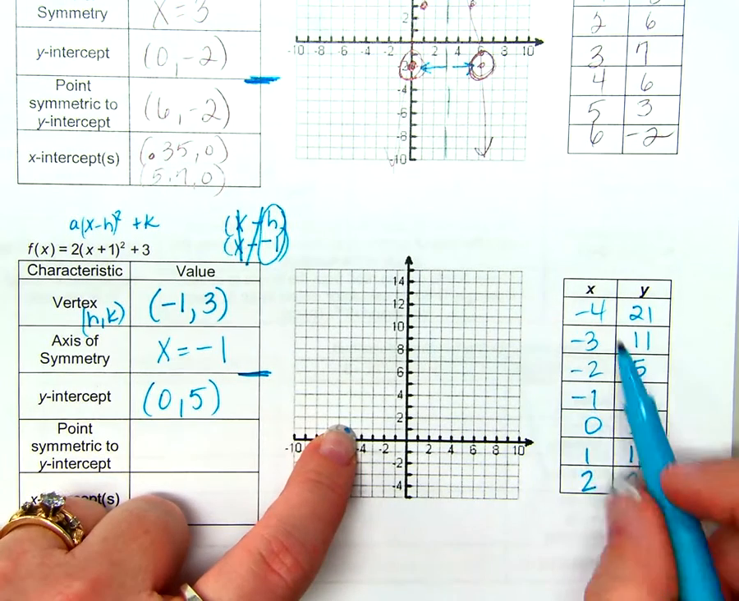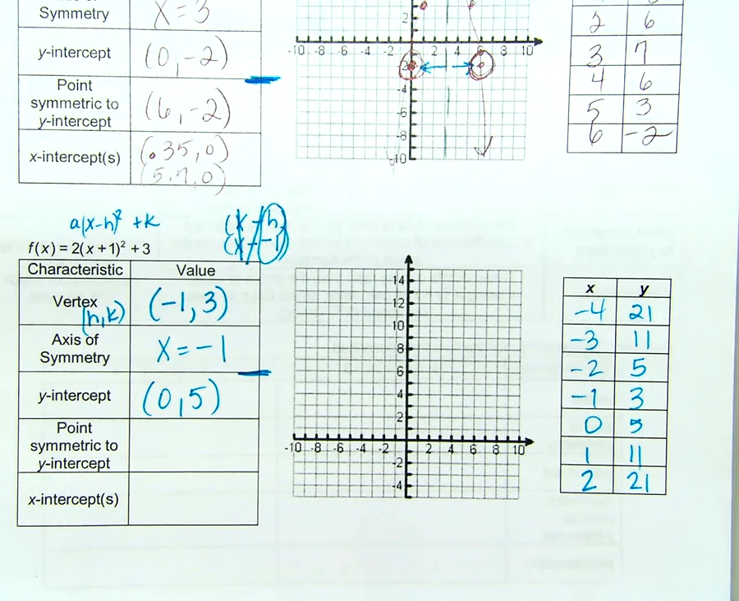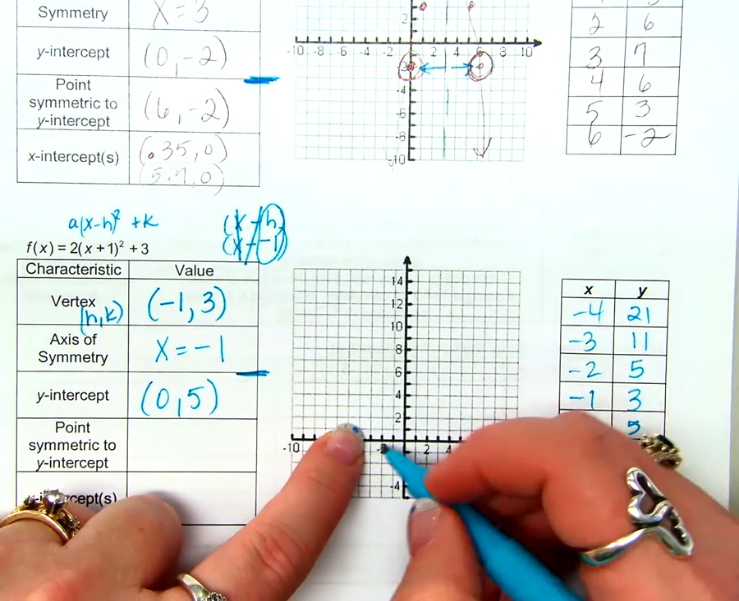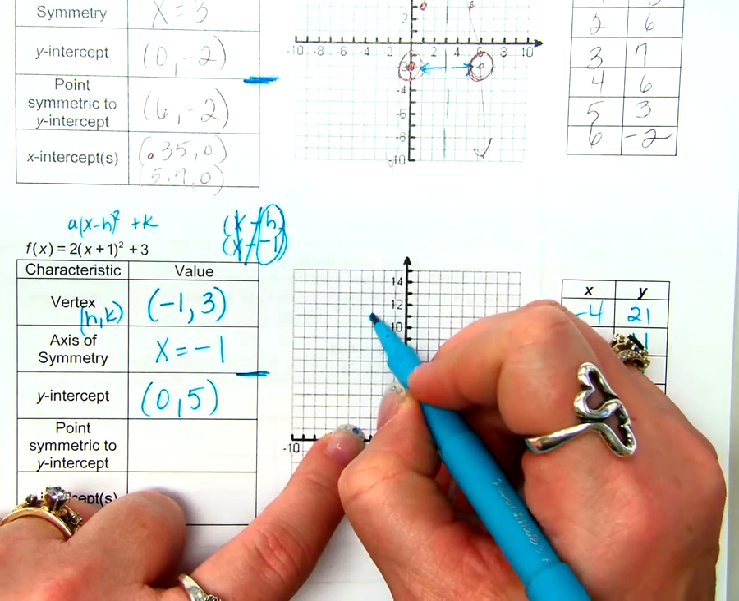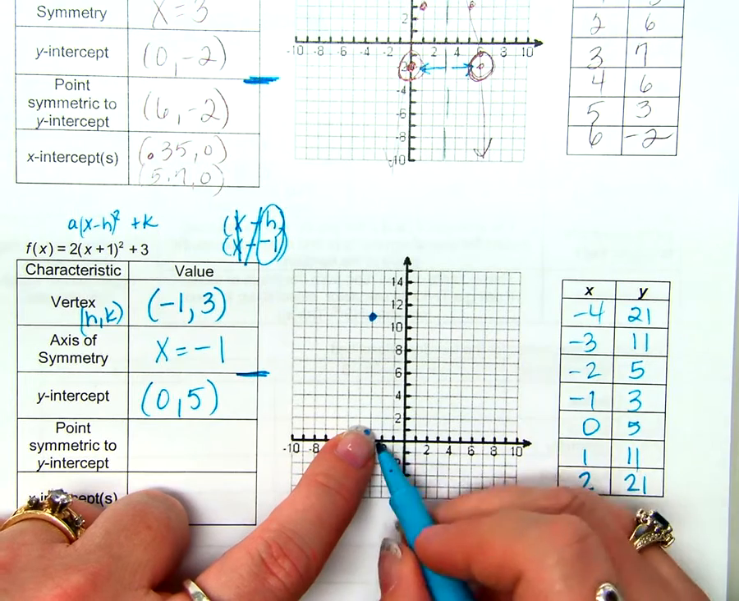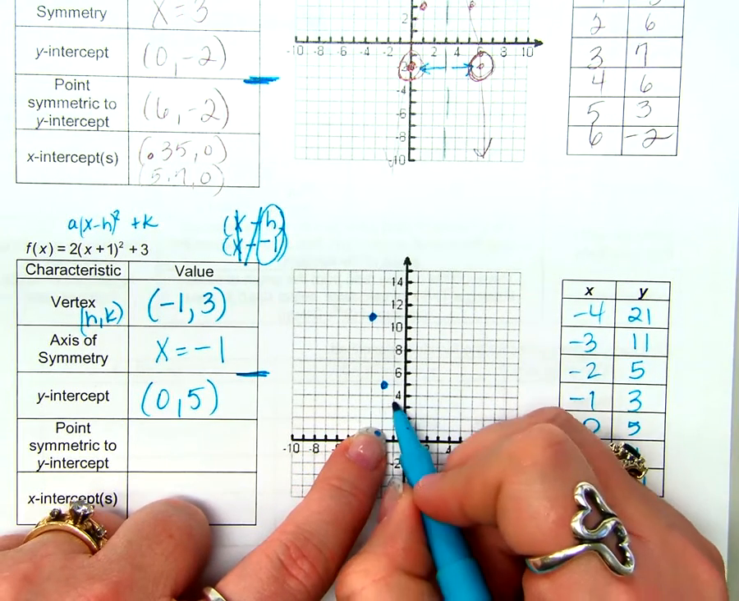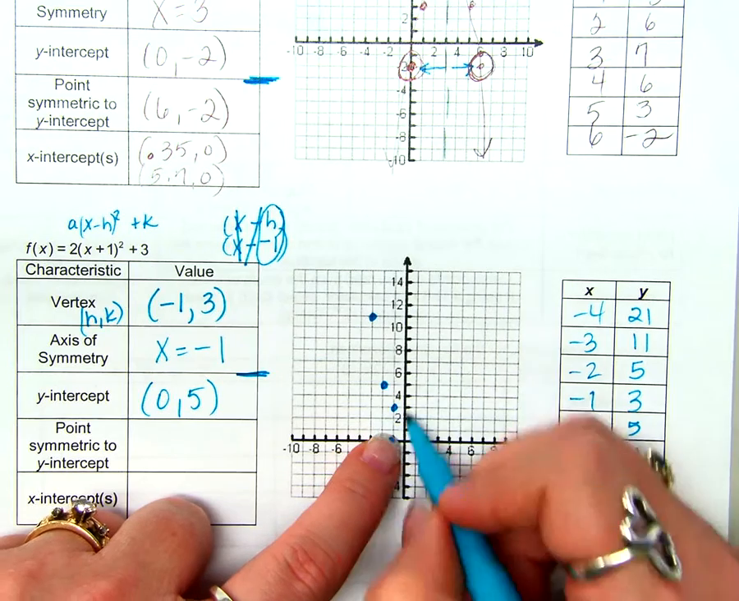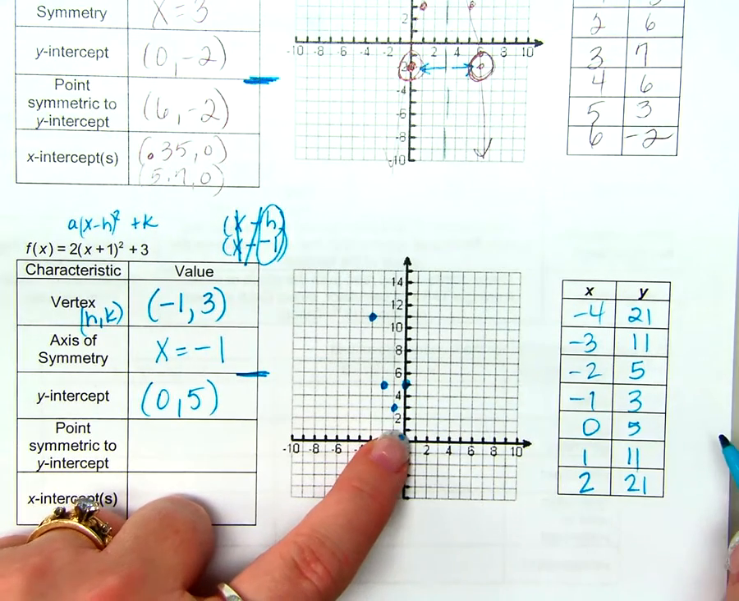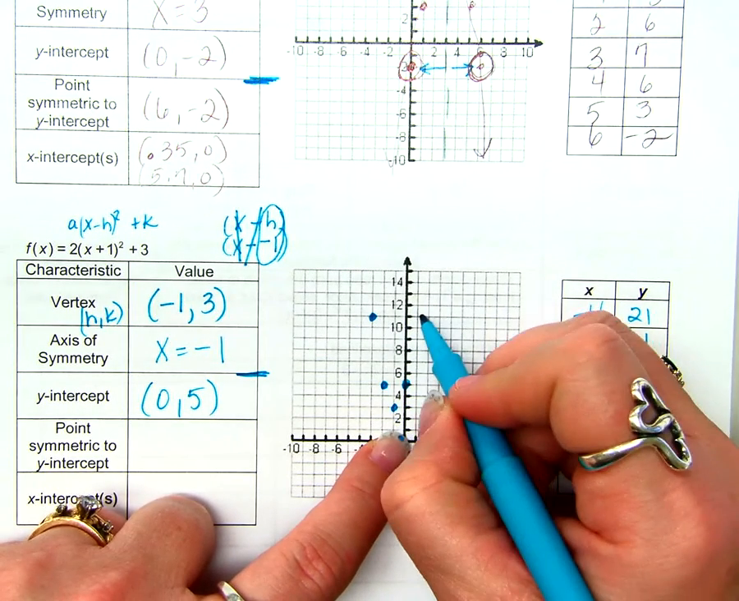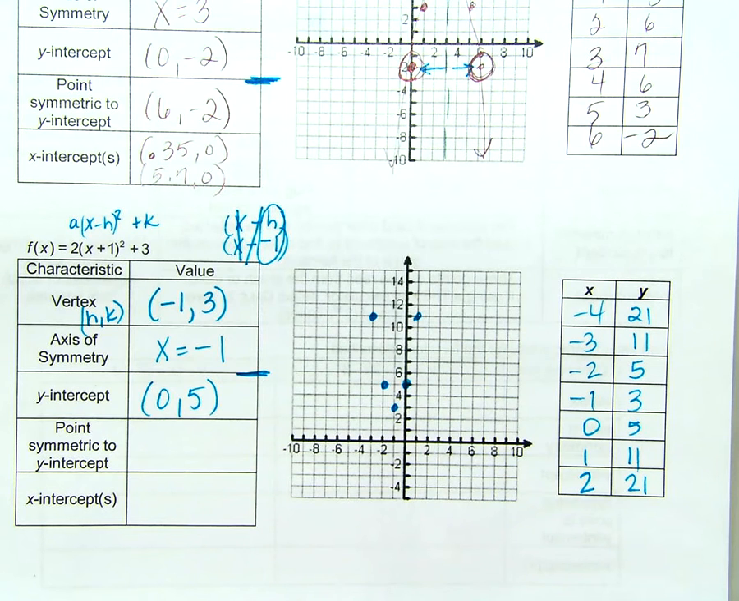So let's plot those points. Obviously, I can't plot -4, 21, and by obviously, I mean there's not a 21 on the graph, right? Okay? So -3, 11. -2, 5, -1, 3, 0, 5, 1, 11, 2, can't plot that one.